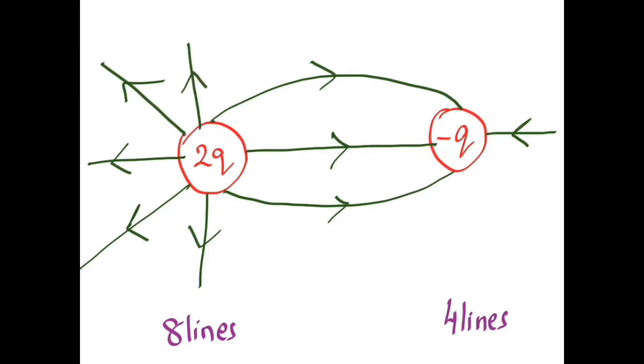So we can see that for 2Q we have got 3 lines entering into the negative. That means they are starting from the positive and entering into negative. And then we have 5 more extra lines. That means we have in total 8 lines.